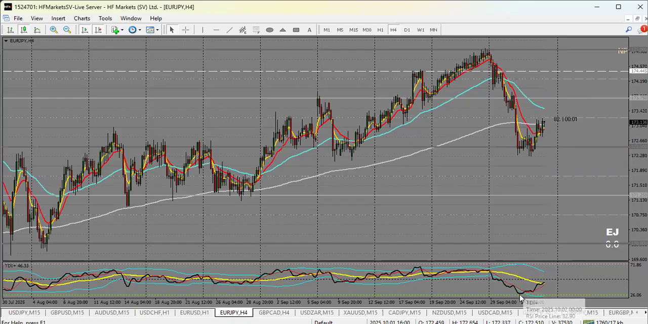If we look at the TDI, we have a peak here. Our reset zone is on that 50. On that level 50 is where we expect this RSI line to actually form a reset.